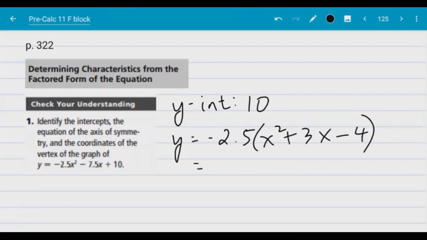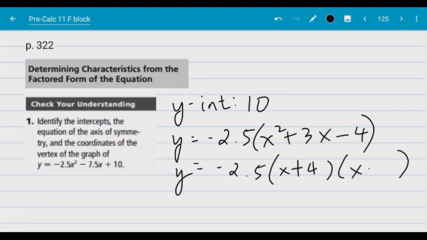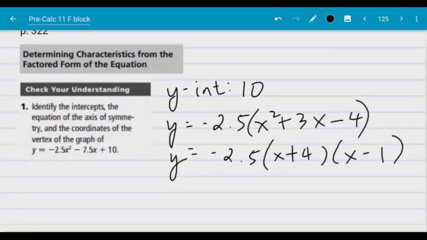So let's factor it further. Negative 2.5. This one would have an x here and an x here. We need to think about two numbers that multiply to negative 4 and add to positive 3. That would be plus 4 and minus 1. You don't even need to make it equal to 0, guys. Okay? Because right now, you already have enough to tell what the x-intercepts are.